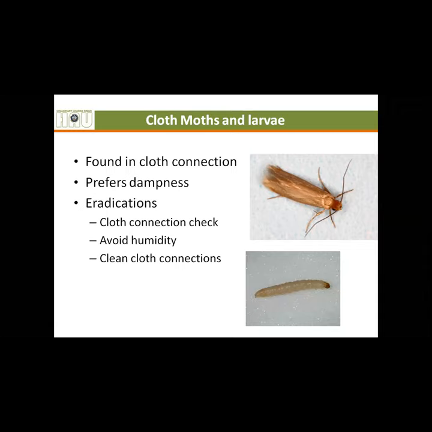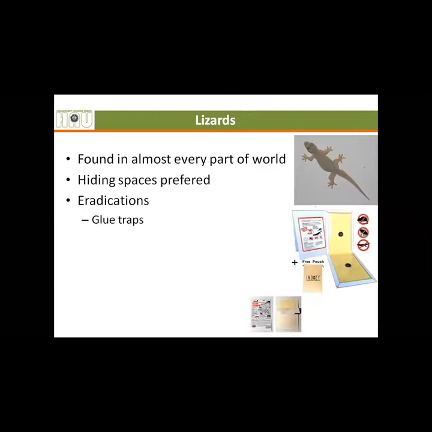Suppose on a daily basis also, if I am finding those larvae, I have to check my cloth connections every 6 hours or shift-wise also. So based on our confidence level, we have to check all those cloth connections to avoid these larvae. Another thing is, we should avoid humidity. In areas which have humidity less than 50%, these larvae are not able to breed. And yes, we use clean cloth connections for that.